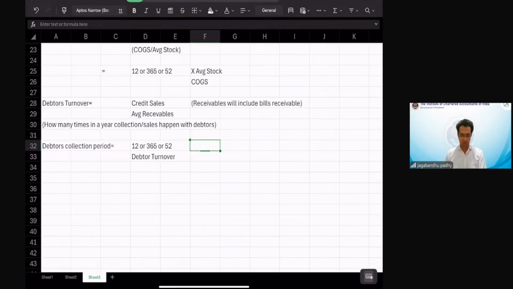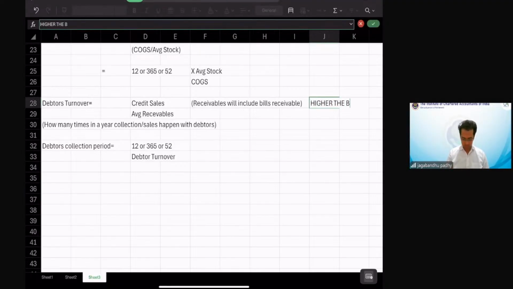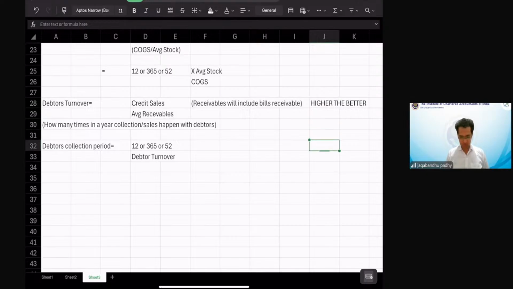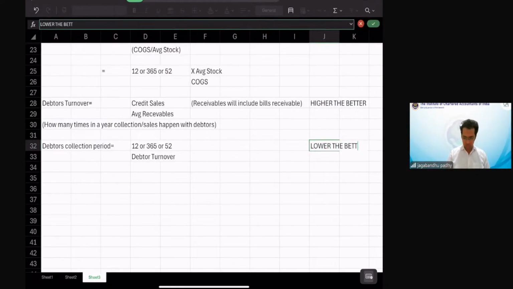Okay, so debtors turnover is going to be calculated, debtors collection period. Now, debtors turnover is always going to be higher the better, and collection period is always going to be lower the better, because it's better to collect that. I mean, it's better always to collect earlier from your debtors, right?